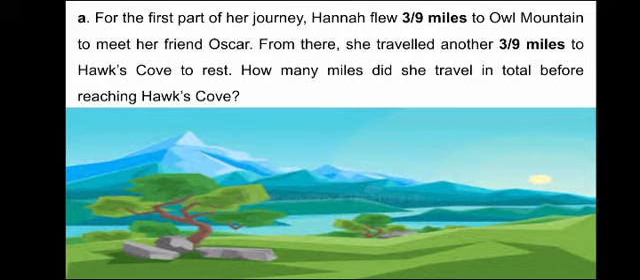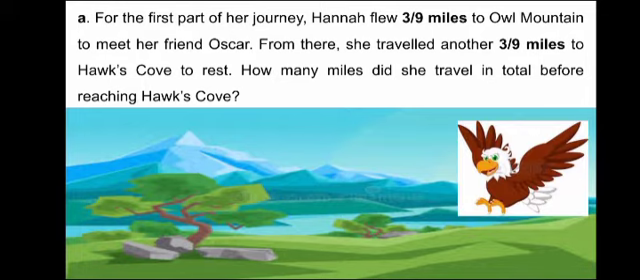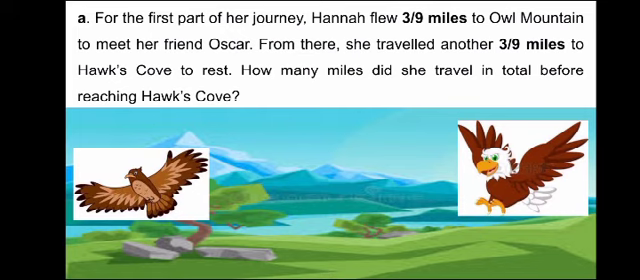For the first part of her journey, Hannah flew 3/9 miles to Owl Mountain to meet her friend Oscar. From there, she traveled another 3/9 miles to Hawk's Cove to rest. The question is, how many miles did she travel in total before reaching Hawk's Cove? So it was asking for how many miles in total.